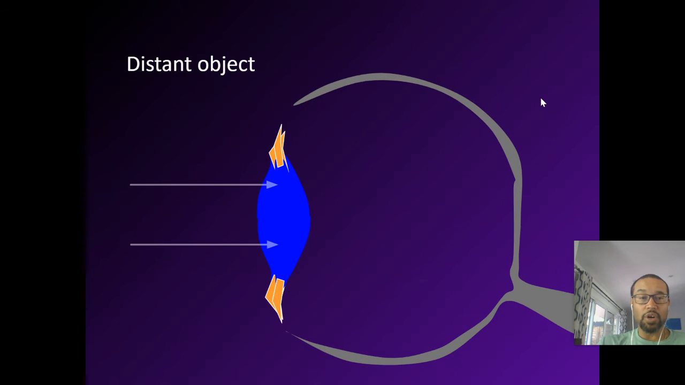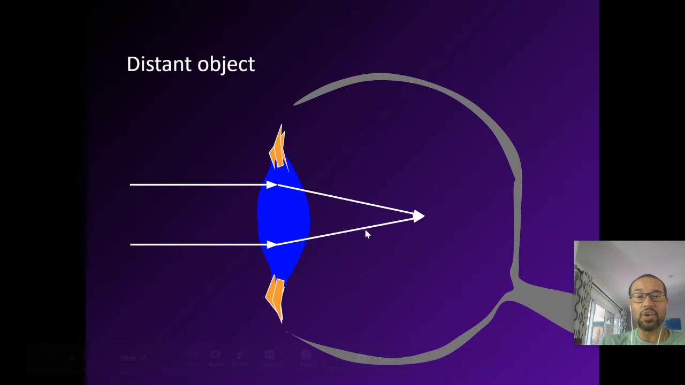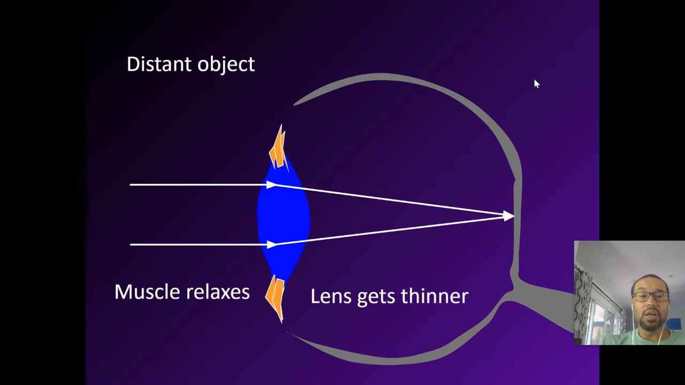So let's see how that could work. So for an object far away, if those muscles were contracted and the lens is thicker, it would actually produce an image in front of the retina. Remember, we want the image to be here. That's no good. So what has to happen is the muscles have to relax. And when they do, the lens gets thinner and the image is properly focused onto the retina.